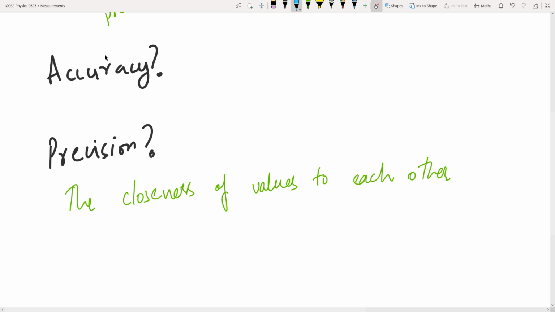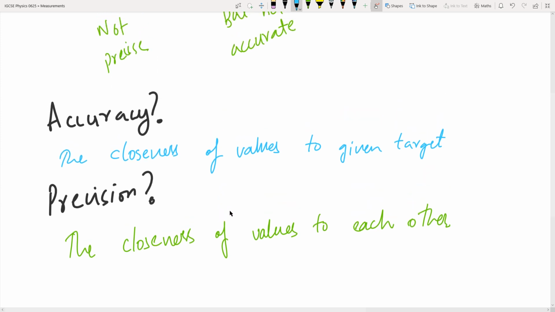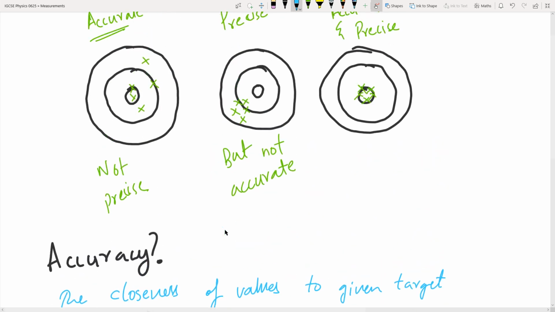Okay, now what is accuracy? The closeness of values to a given target. So how close you're able to get to your target, that is what we call accuracy. It may not be precise, and the closeness of values to each other is known as precision.